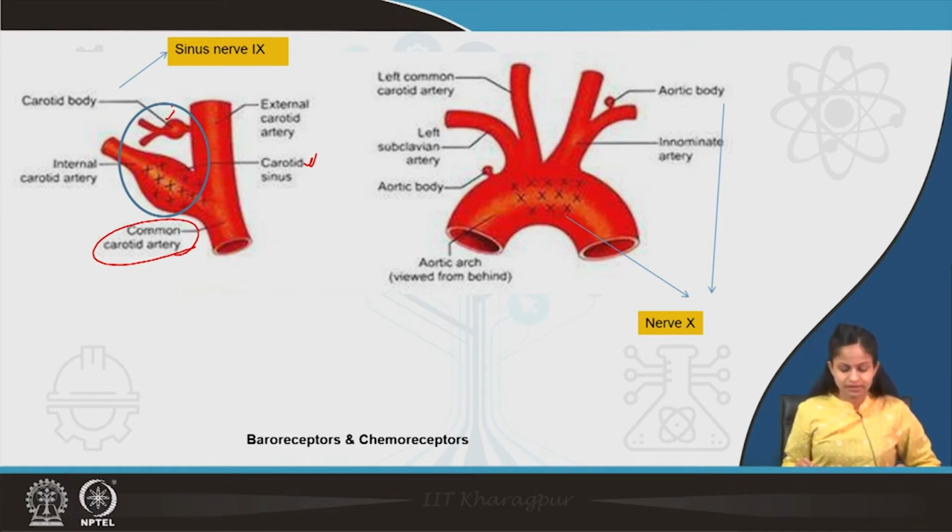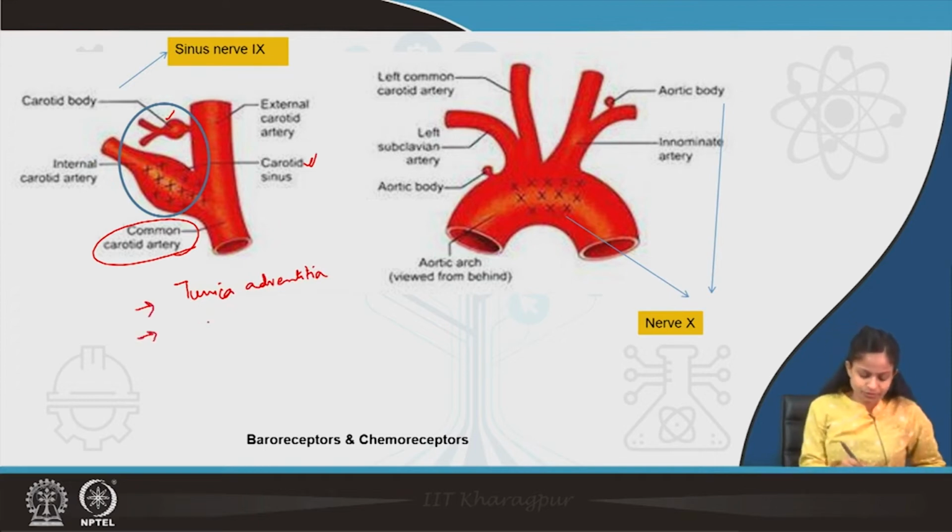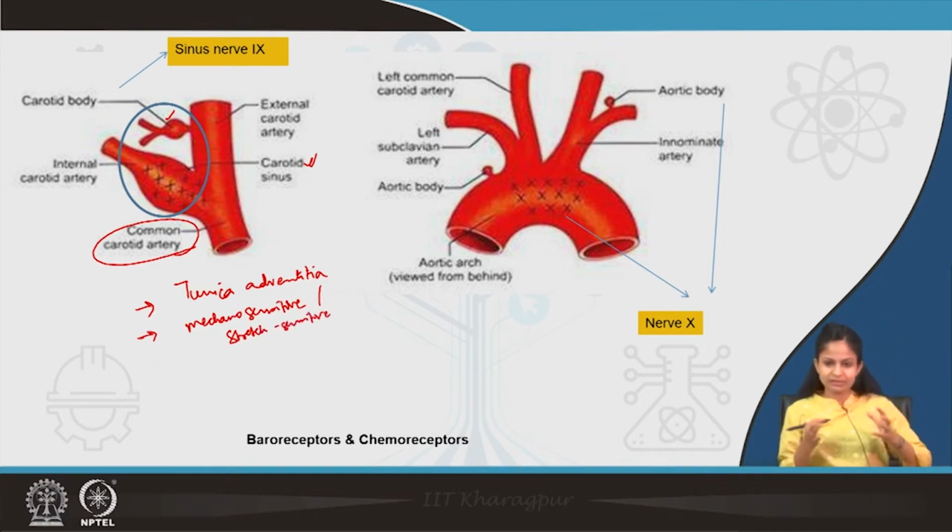Now, when I am talking about an artery, that means it is a blood vessel, it must be having its layers like tunica intima, tunica media, tunica adventitia. That means these baroreceptors are present in which layer? So, these baroreceptors are present in the tunica adventitia layer, to be very specific, and these baroreceptors are usually mechanosensitive or stretch sensitive. So, whenever there is a stretch in the blood vessels, these baroreceptors will get activated.